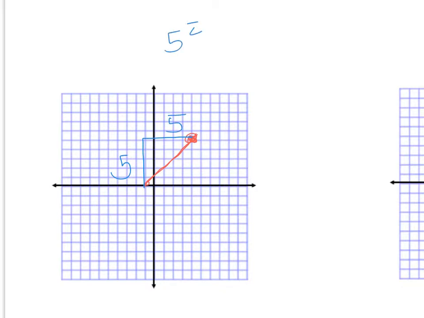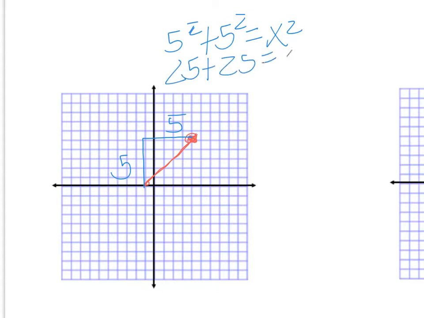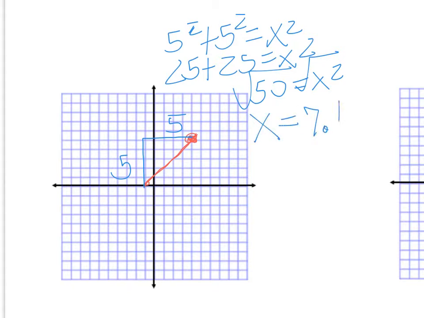So 5 squared plus 5 squared needs to give me x squared. So 25 plus 25 needs to give me x squared. 50 is going to give me x squared. We're going to square root each side. And x gives us 7.1 rounded.